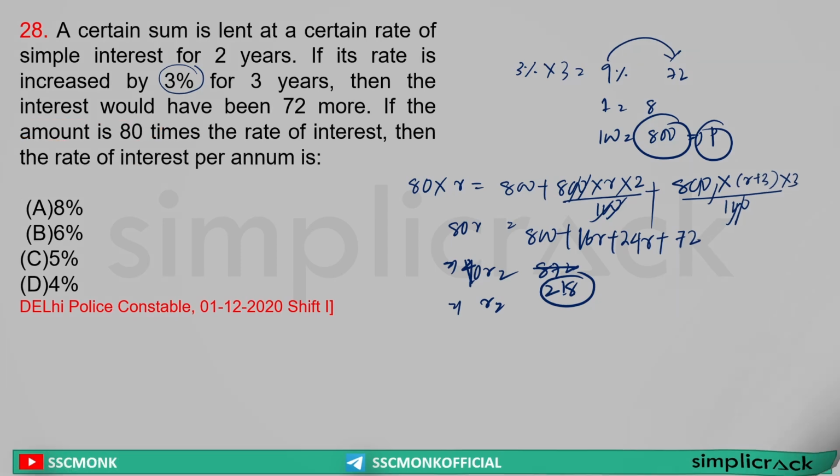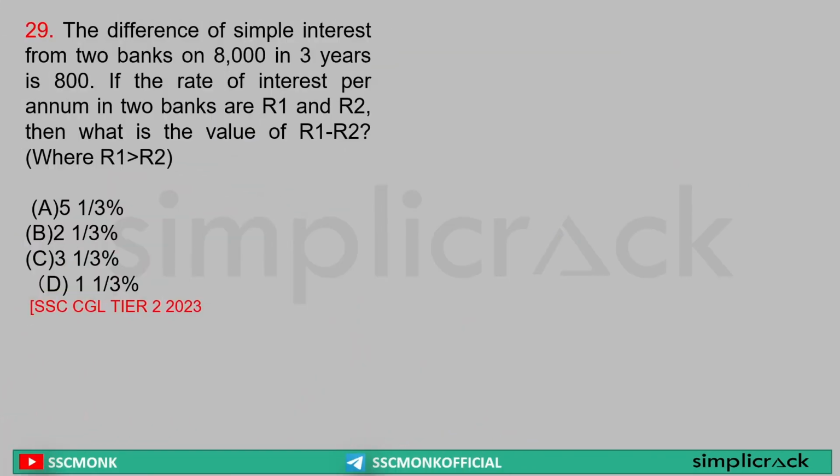Okay, next question. The difference of simple interest from two banks on 8,000 in 3 years is 800 rupees. Now what is it saying? Difference in simple interest from two banks on 8,000 in 3 years is 800. If the rate of interest per annum in two banks is R1 and R2, then what is the value of R1 minus R2?